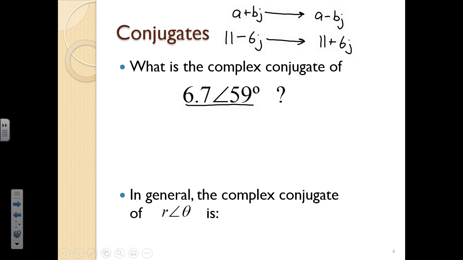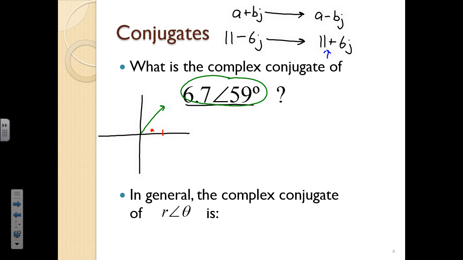Well, we could turn this into rectangular form and switch the sign on the imaginary part, but there's a simpler approach. Let's think about this kind of intuitively here. If you think about the complex plane, 6.7 at 59 degrees would probably be somewhere up here in quadrant 1. Now the conjugate has to have the same real part, that is to say it still needs to move us to the right by about the same amount. Our A value has to be the same.